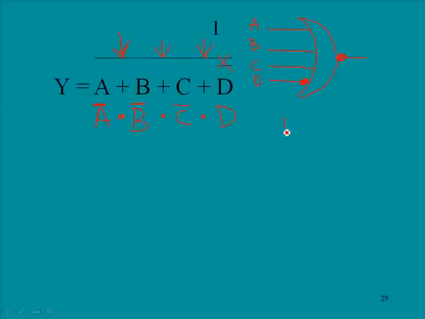And so we could do something like this if we had our 4 inputs, A, B, C, and D, and if we had an inverter here, an inverter here, an inverter here, and then we had our final output here. This would be the simplified version of this particular expression.